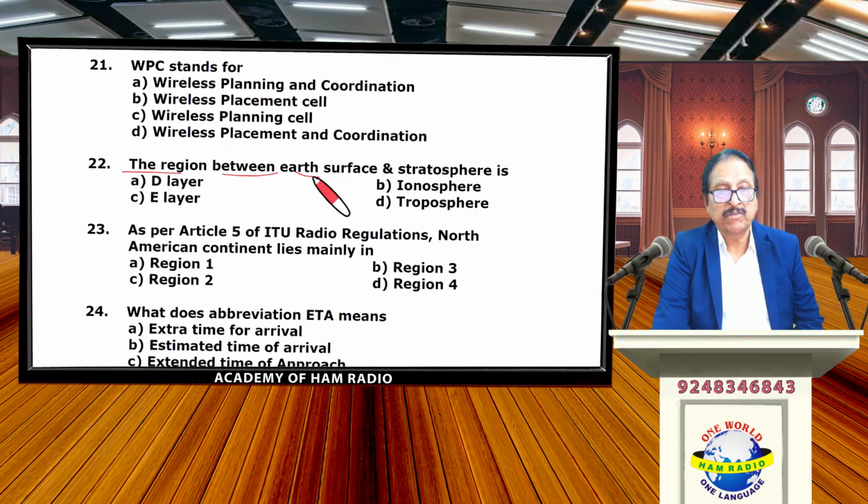22. The region between Earth surface and stratosphere is troposphere. The region between Earth surface and stratosphere, in between, one more layer is also there, that is troposphere. Between Earth and stratosphere. Correct option is troposphere.